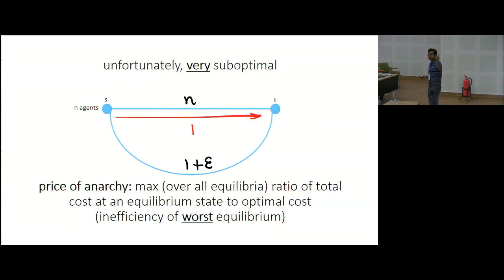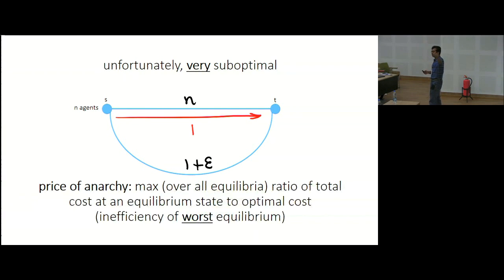So in this particular instance, it's worst case over two different things. It's worst case over the instance of the problem, which defines the graph and the set of agents, and then I'm taking worst case over all the equilibria for that problem instance. In this case, which would be the other equilibrium? Another equilibrium here is everyone using the cheap path.